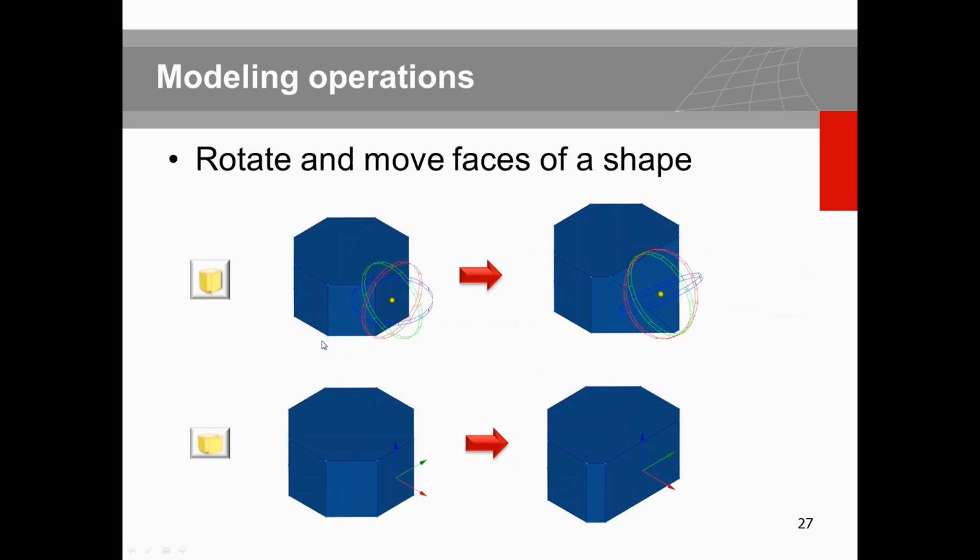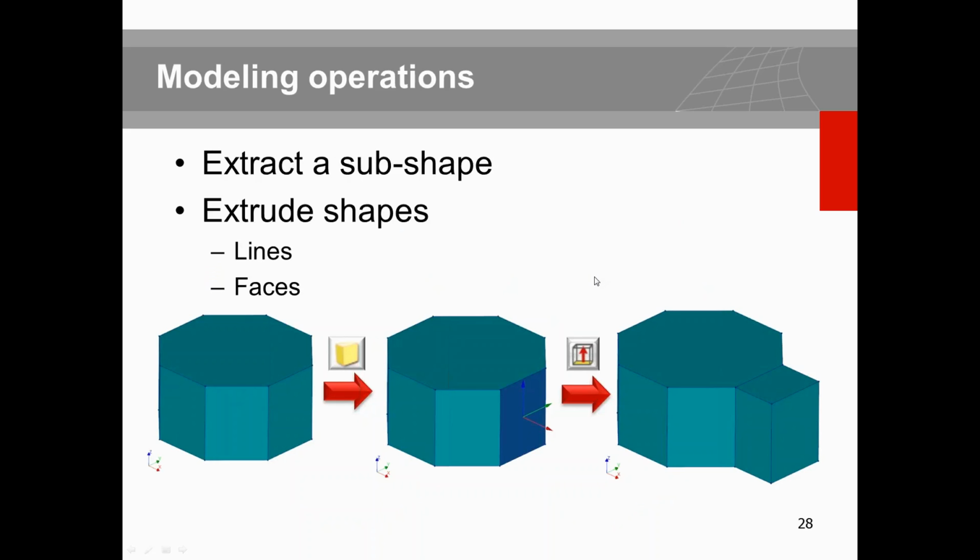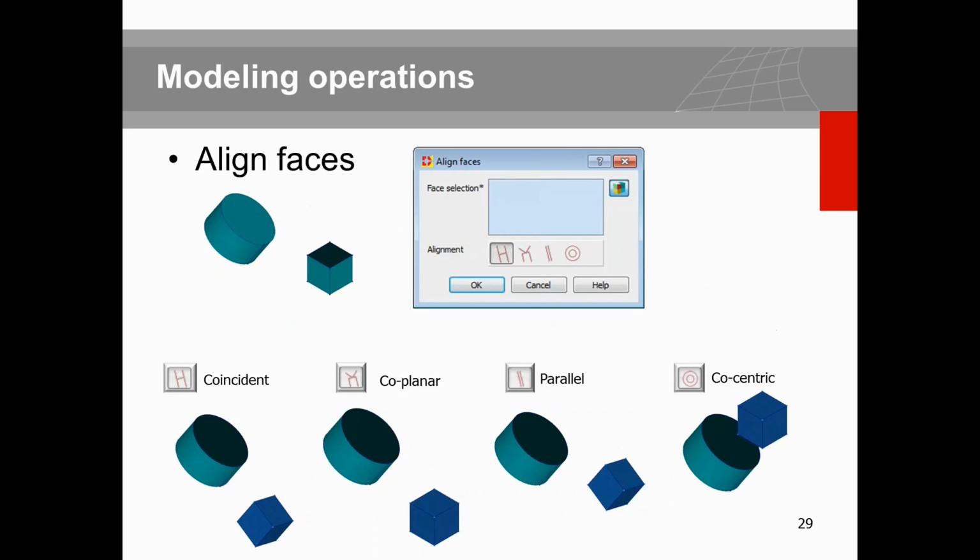You may use rotate and move faces and shapes and make it quite flexible by variation of each side and each face. You may extract faces from the solid. You can use the extrude to make extension of the solid. And you can align different geometry objects with respect to different positions: coincident, coplanar, parallel, concentric. So you can basically consider all those alignments with different options that are available.